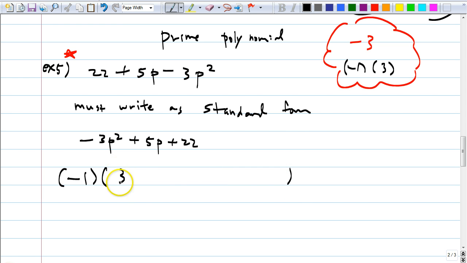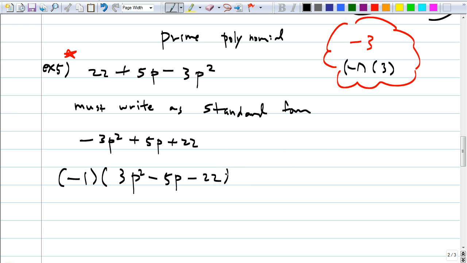Viviana? 3p squared, good. Plus 5p. Is it plus 5p? No, when you're factoring out, everything changes to its opposite. Remember when you factor out a negative 1? You get negative 5p, minus 22. Does that make sense, guys?